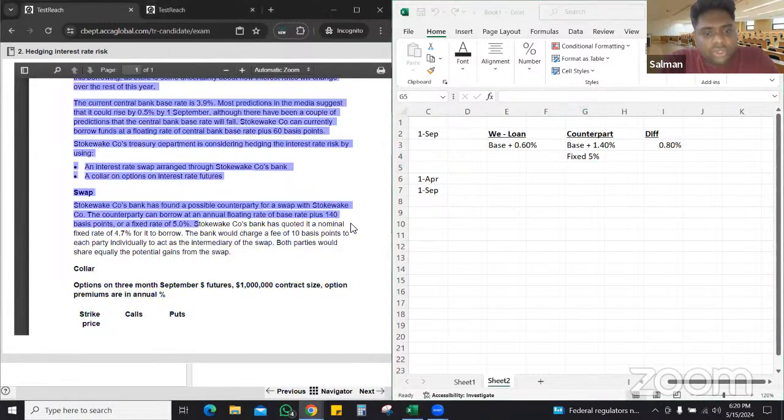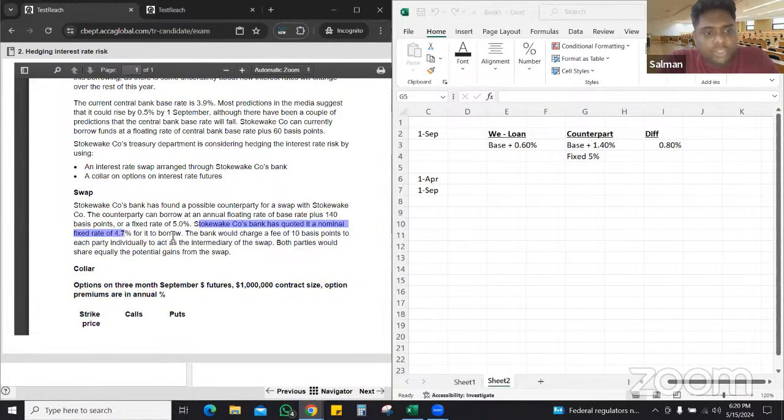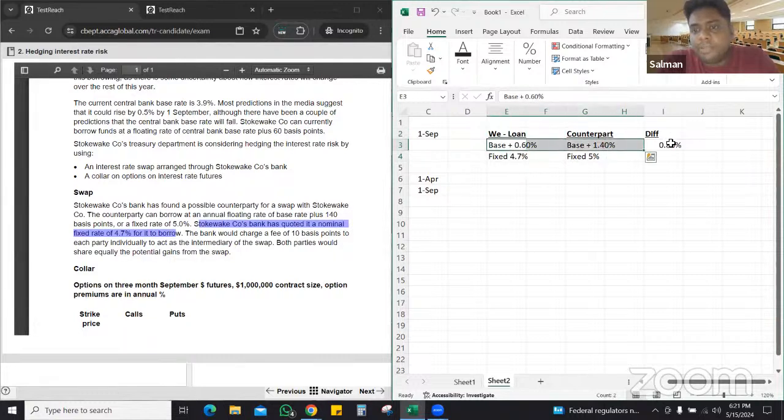Stockwave Company's bank has quoted it a nominal fixed rate of 4.7% for it to borrow. If we are borrowing at a fixed rate, the bank would provide at 4.7%. So it's understandable, right? Our interest rates are low because possibly our company risk is low. The counterparty, if they're going for a variable interest rate, they have to pay 0.8% more. If it's fixed interest rate, counterparty has to pay 0.3% more. Makes sense. Higher the risk, higher the cost. So this is how it is.